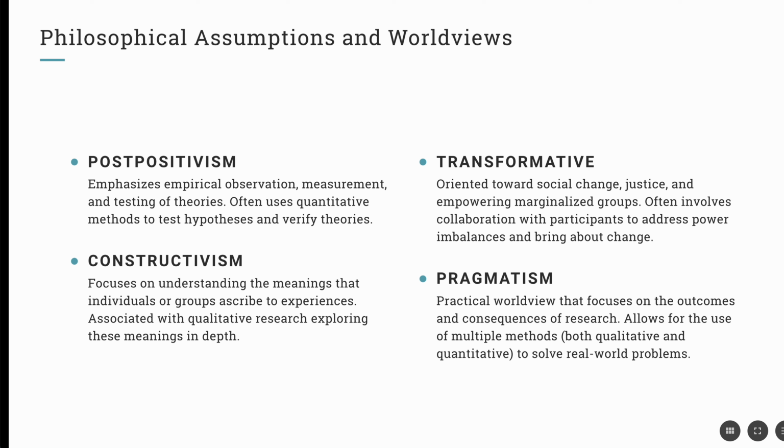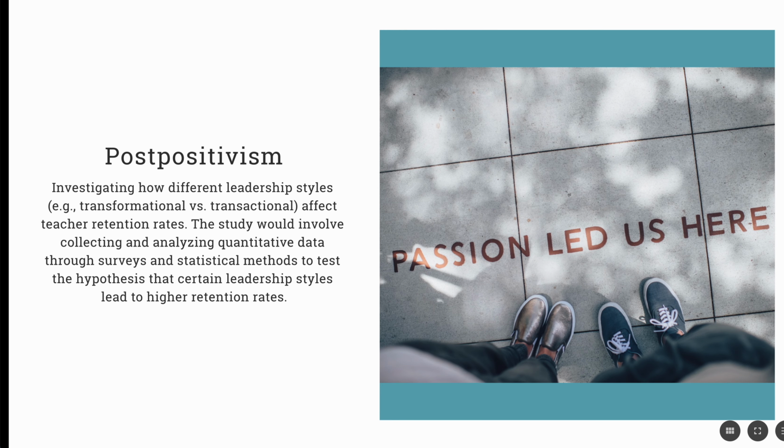Then we have pragmatism, which really just focuses on the outcomes and consequences of research. This is a lot of times multiple mixed methods. It could be qualitative and quantitative, and it really just looks to solve a real world problem that could be something like a lack of females in STEM fields. It could be any kind of practical problem solving component that's not just a theoretical trying to understand or test a hypothesis. So I have a couple of examples.